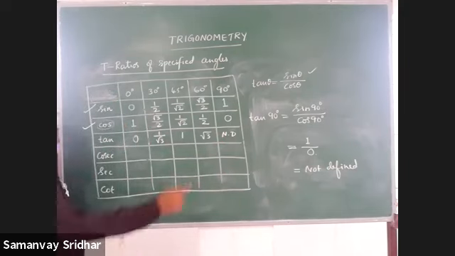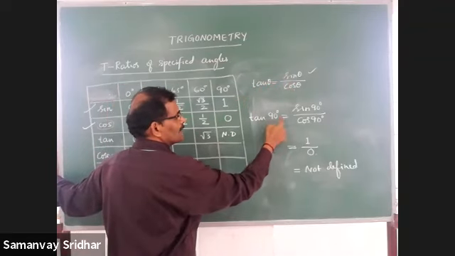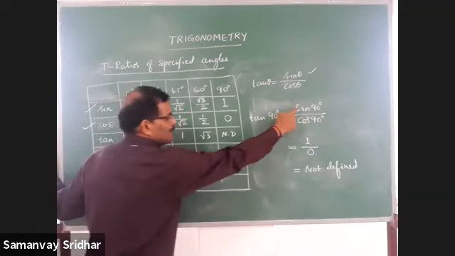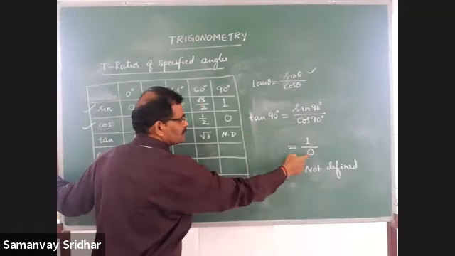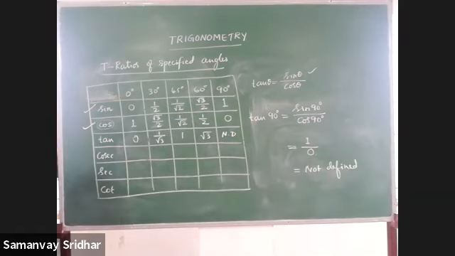You got this? Tan 90. Tan theta is equal to sin theta by cos theta. Tan 90 is equal to what? Sin 90 by cos 90. Sin 90 is 1, and cos 90 we got that 0. So 1 by 0. Dividing any number by 0 is not yet defined. That's why we have to say that.